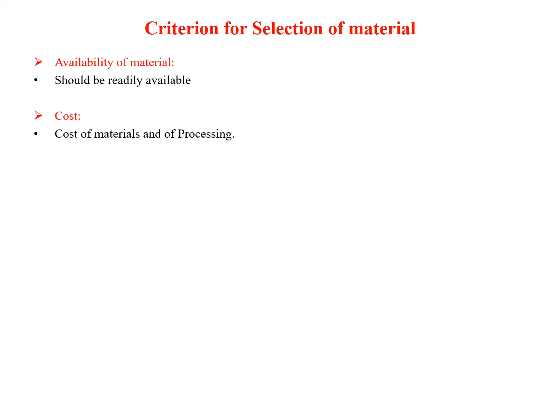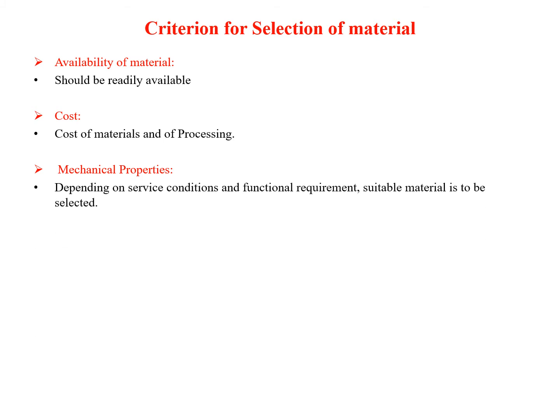So, the criteria for selection of material is based on availability of material. It means it should be readily available in the market. Next is the cost. Cost must be minimum for the material as well as for the processing. Mechanical properties depend on the service condition and functional requirement. Suitable materials are to be selected.